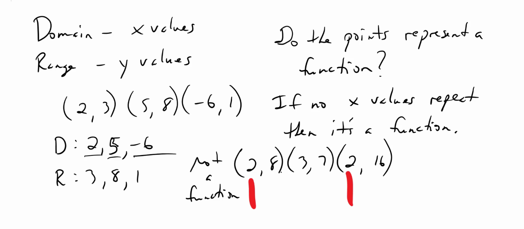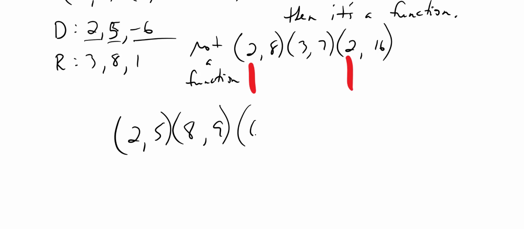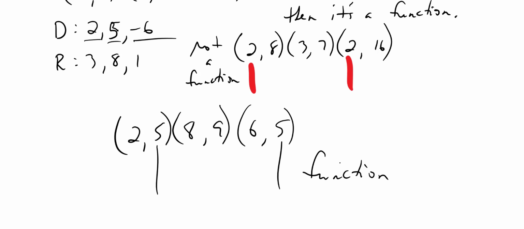So if I had something like (2, 5), (8, 9), and (6, 5), you see the y values repeated, that's still a function. It's just the x values cannot repeat. That's important. X values can't repeat. Y values can repeat.